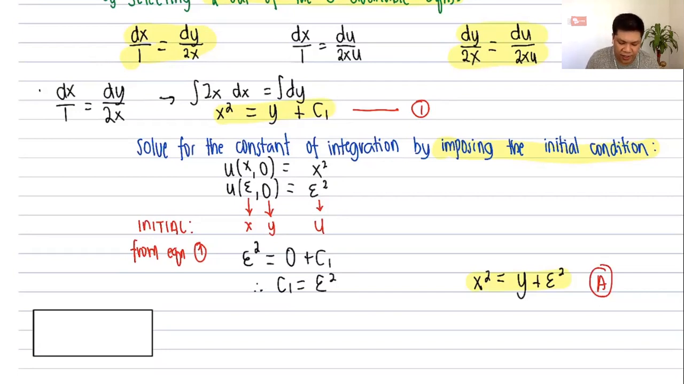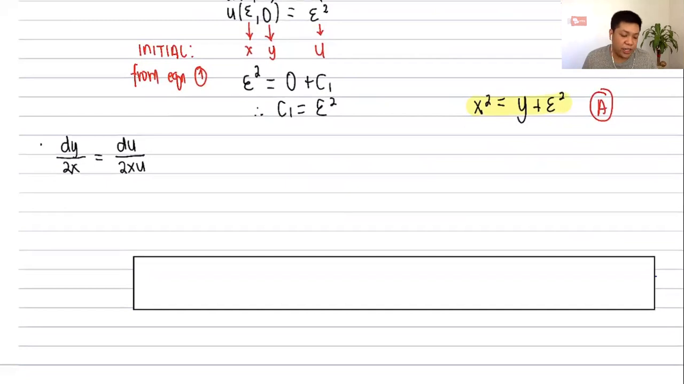Next, my next task is to use the next equation, dy over 2x is equal to du all over 2xu. Okay? So what I'll do here is, this is actually separable once I cross multiply, or transfer 2xu to the left-hand side of the equation. 2x cancels out, correct? And I am actually left with du over u is equal to dy. Agree? Then I integrate.